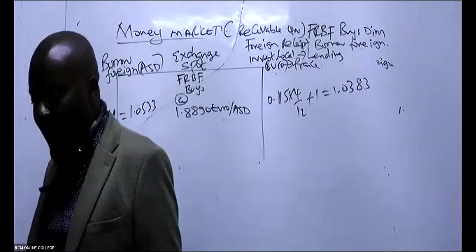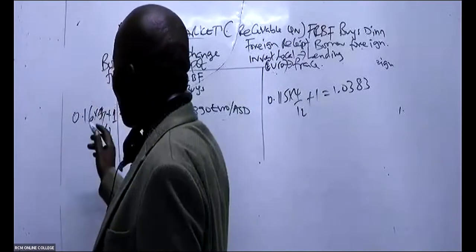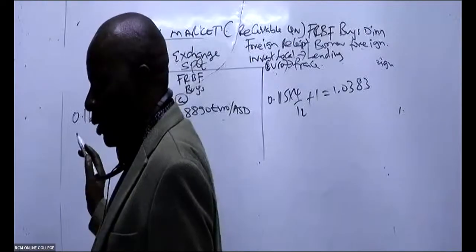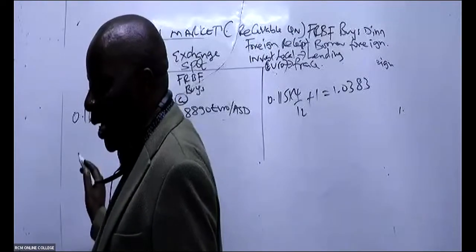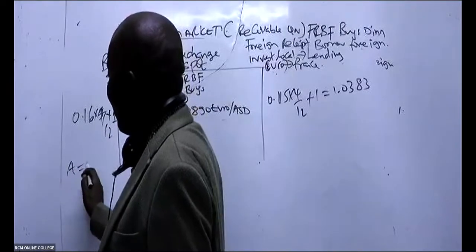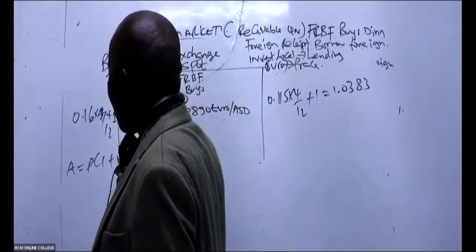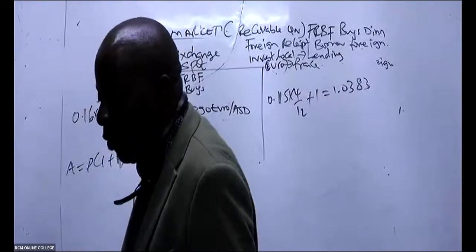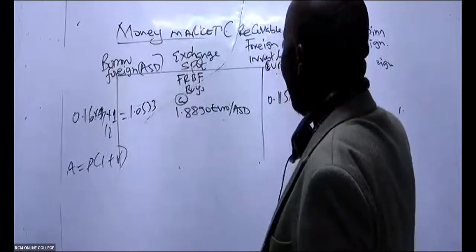Calculations. Tunachukua tu calculation, nasema 0.16 times 4 over 12 equals whatever you get, tunasema plus 1. Whatever you get is plus 1. Like it was amount equals principal times 1 plus r, for purposes of compounding.